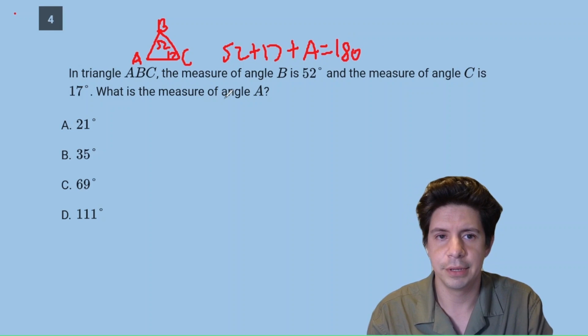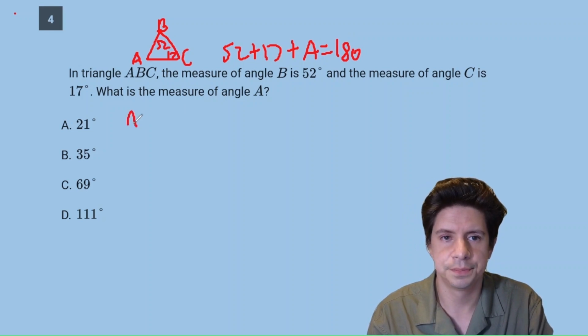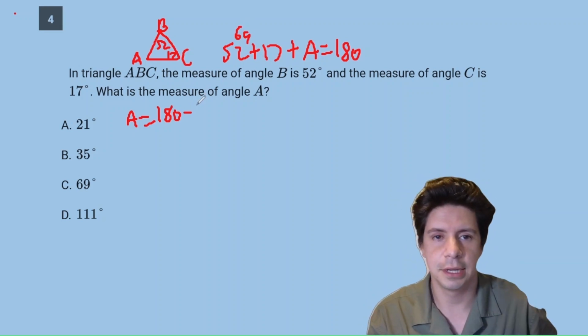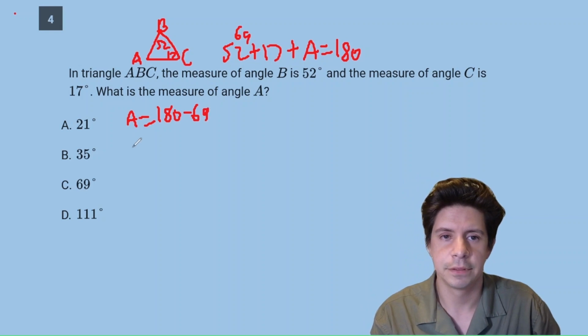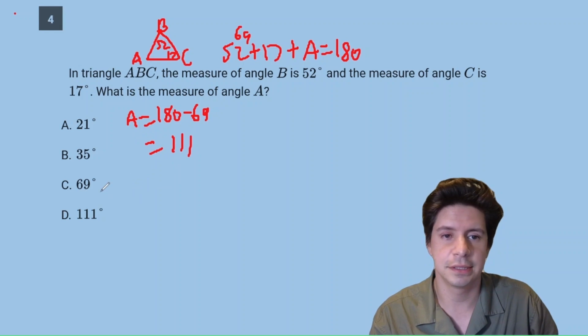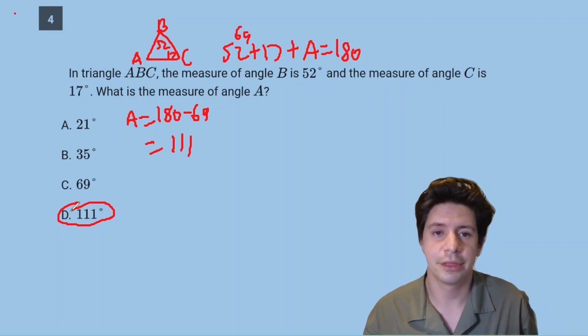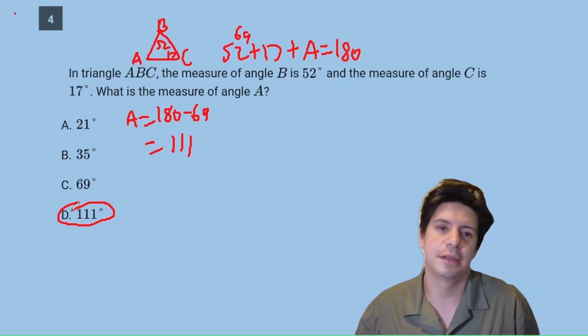So that means A equals 180 minus 52 plus 17, which is 69. So it's going to be 180 minus 69. So A equals 111. Okay, so that one's nice and quick again. It is D. So again, you should be able to do this one in 20, 30 seconds, maybe minimal writing and quickly, right?